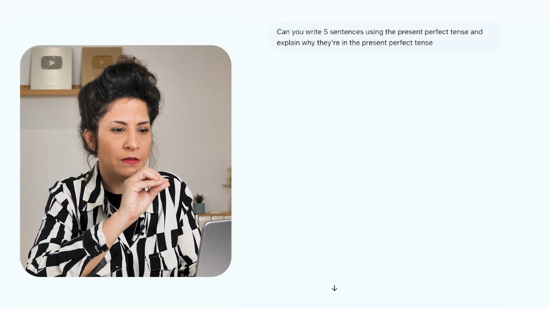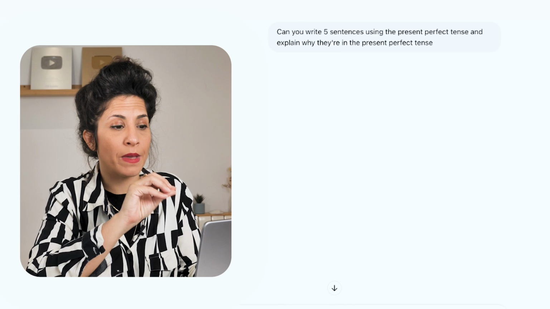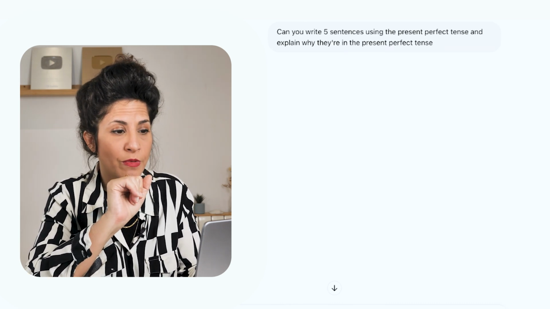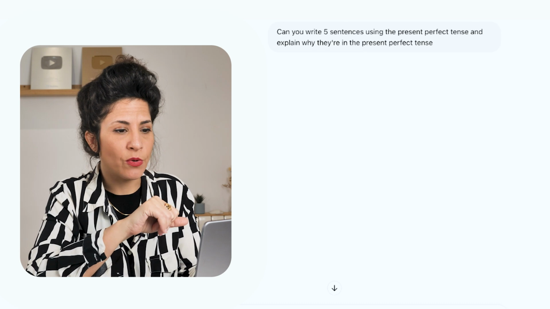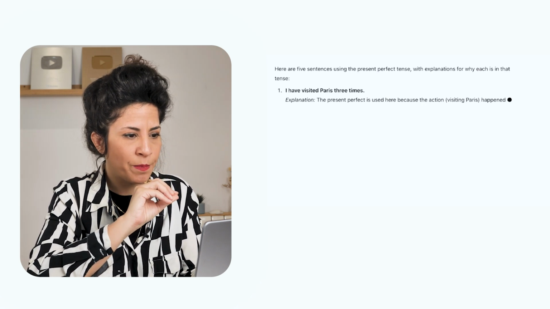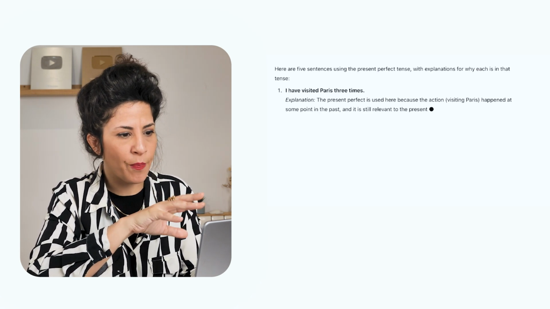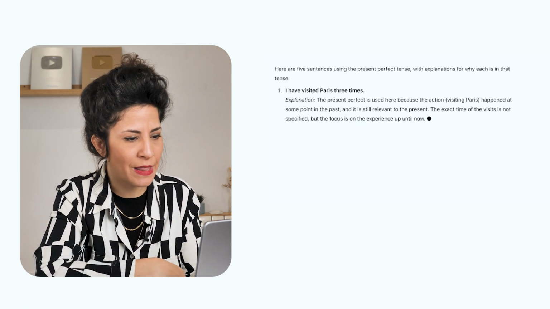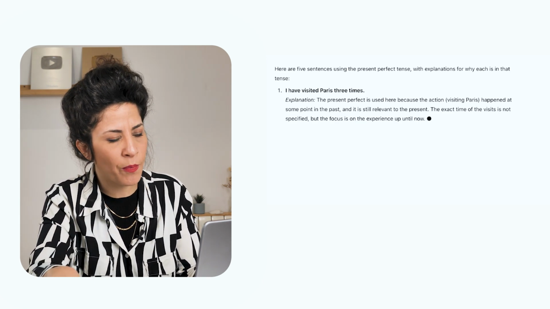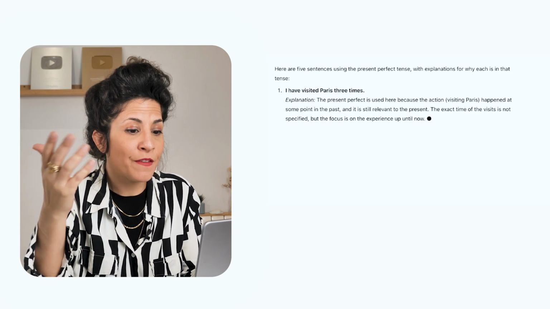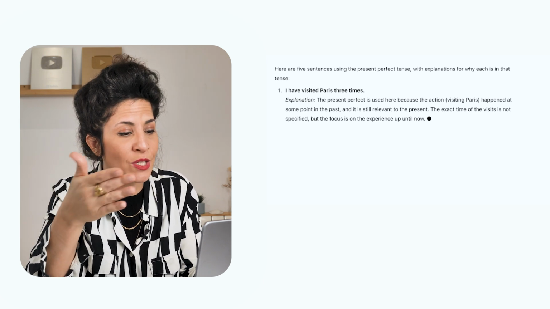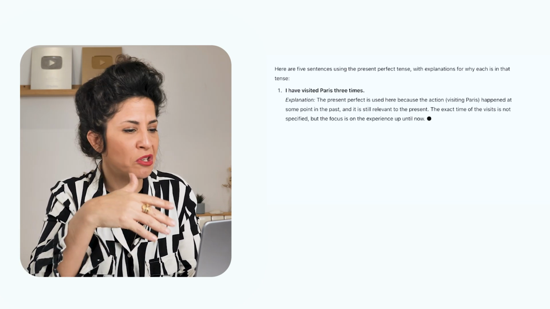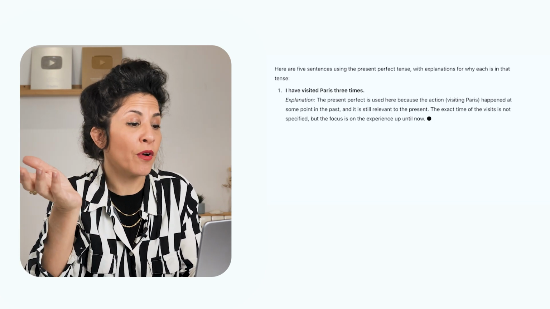And for me, as I'm learning Spanish as well, just repeating phrases out loud is really helpful. So I recommend for you to do that as well. So let's see what comes up. I have visited Paris 3 times. Explanation: the present perfect is used here because the action, visiting Paris, happened at some point in the past and it is still relevant to the present. The exact time of the visits is not specified, but the focus is on the experience up until now. Okay, pretty good explanation to explain the present perfect tense.